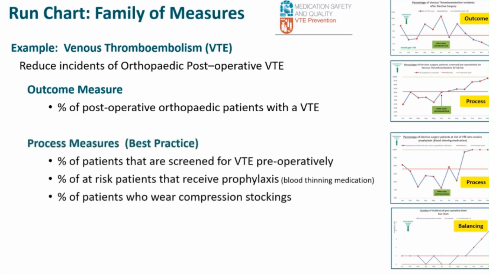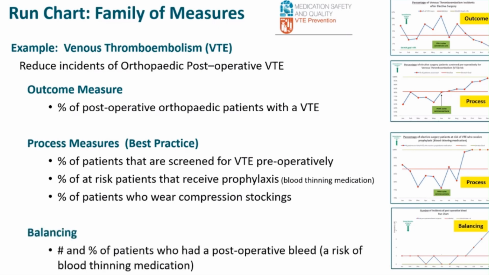The process measures are around best practice, and these are looking at the percentage of patients that were screened for VTE before they had their operation. Also, the percentage of at-risk patients that received their prophylaxis, in other words, their blood thinning medication, and the percentage of patients who wore compression stockings. And the balancing measure was to look at both the number and the percent of patients who had a post-operative bleed. And to the right, we've got some of the run charts looking at some of those measures.